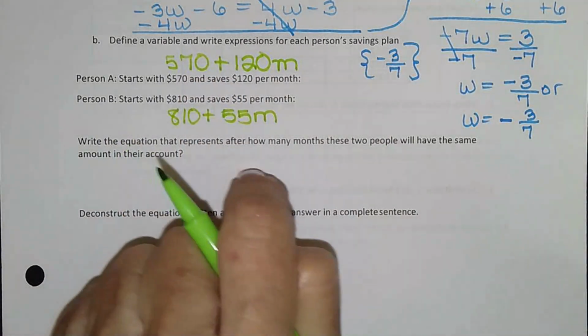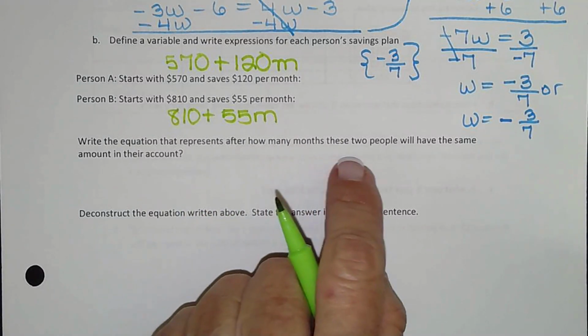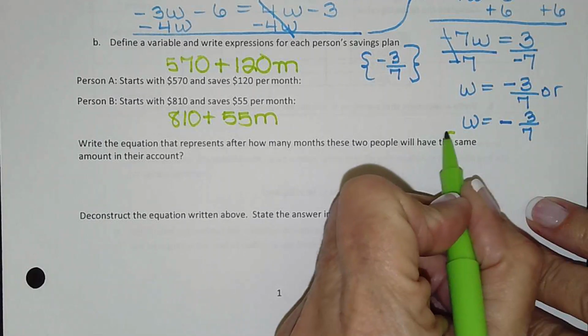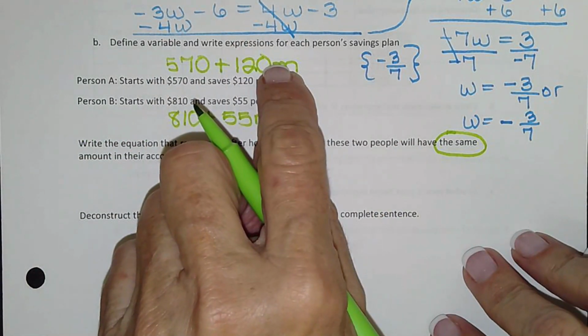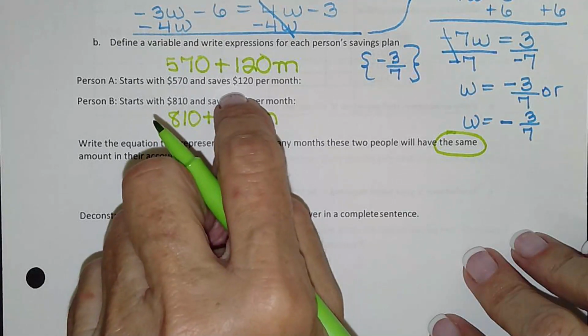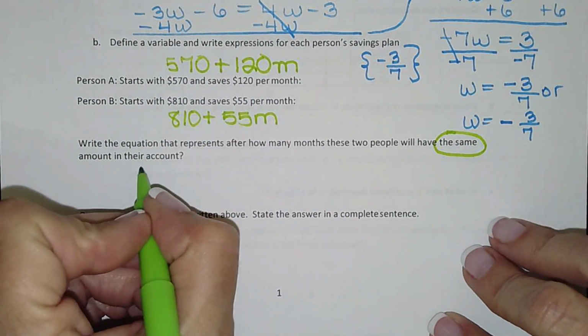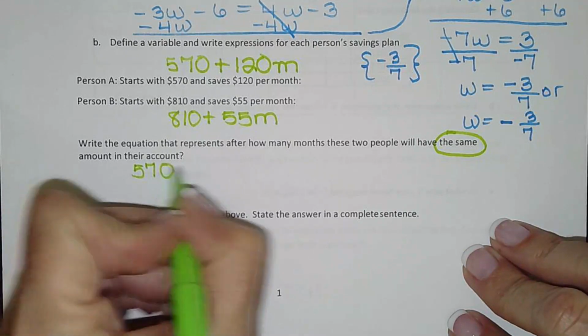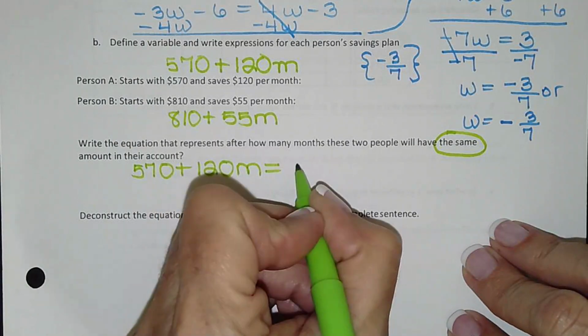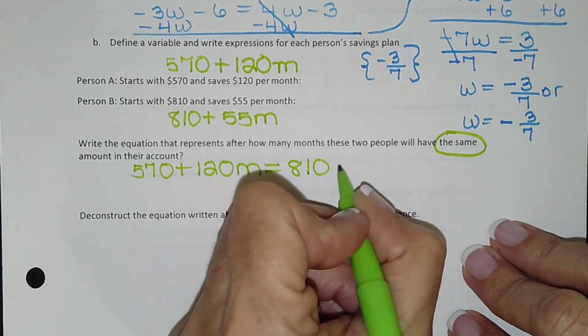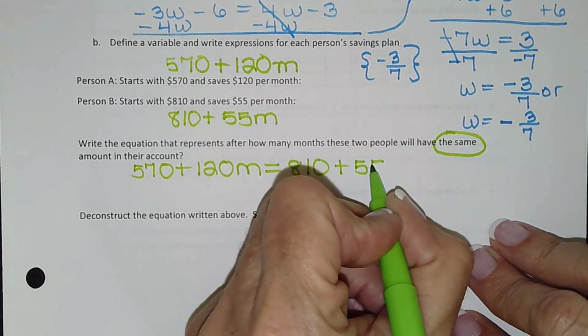So write an equation that represents after how many months these will have the same in their account. So same always means equals. So when will this account balance equal this account balance? So 570 plus 120M, when will that be equal to this person who starts out with a higher amount but puts less in per month?